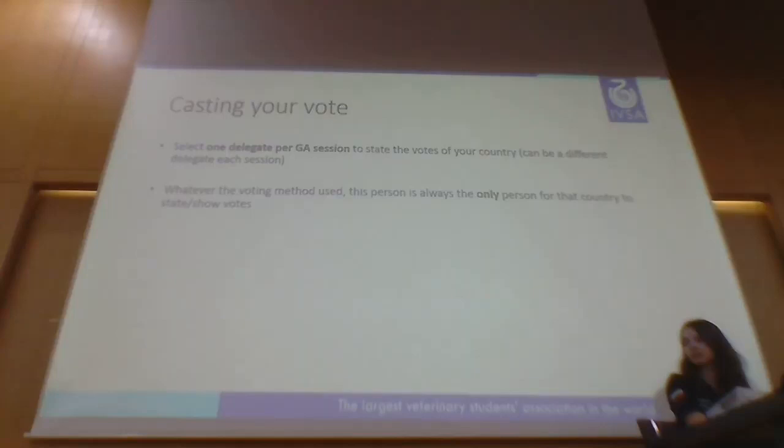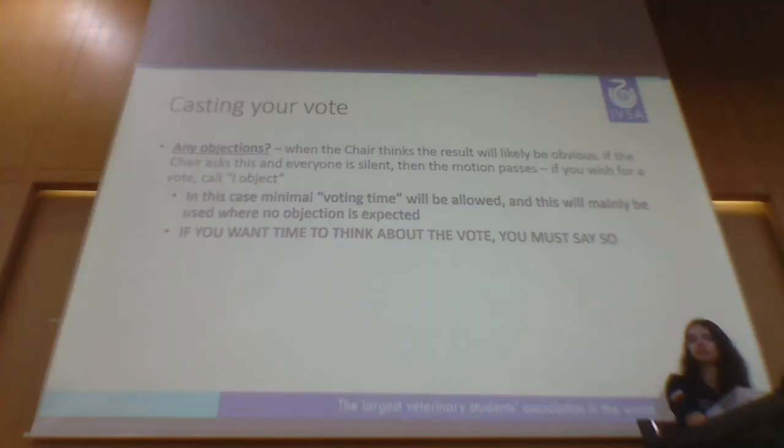When the chair thinks the results will likely be obvious, the chair will ask if there are any objections. If everyone is silent, then the motion passes. So the chair will ask, and if no one says anything, then the motion automatically passes.